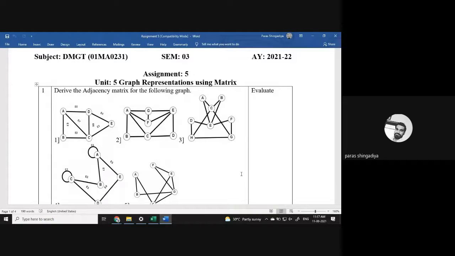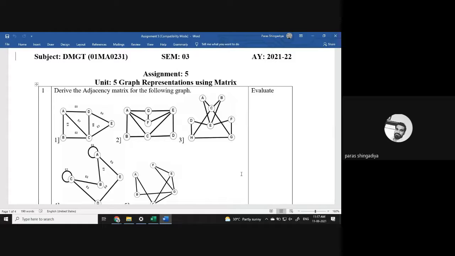So in the last lab, I think we had finished assignment number 4. Is any question remaining in assignment 4? And I think all of you have submitted assignment 4 in Google Classroom. So let's start assignment number 5, that is for unit number 5, the ongoing unit in lecture.